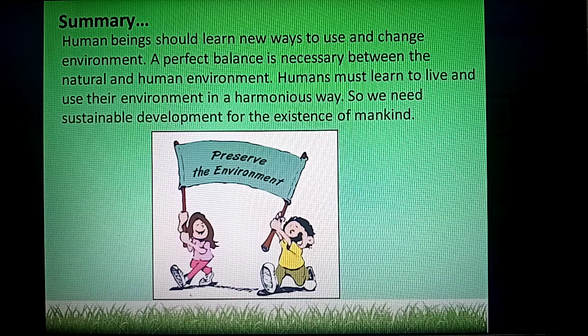Now see children, human beings should learn new ways to use and change the environment. A perfect balance is necessary between the natural and human environment. Humans must learn to live and use their environment in a harmonious way. So, we need sustainable development for the existence of mankind. All right, sustainable development means we should do development, but we should keep in mind that all the resources should be saved for future generations also. So ultimately, preserve the environment.